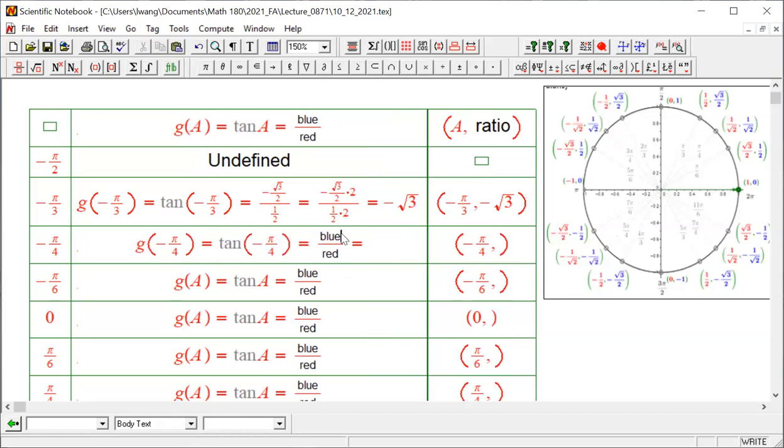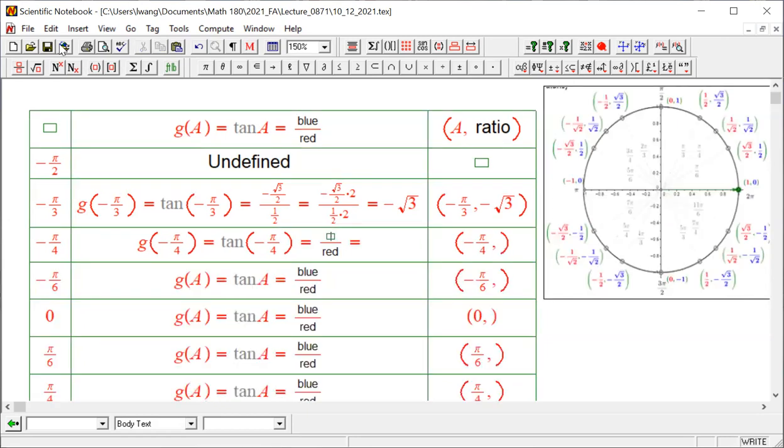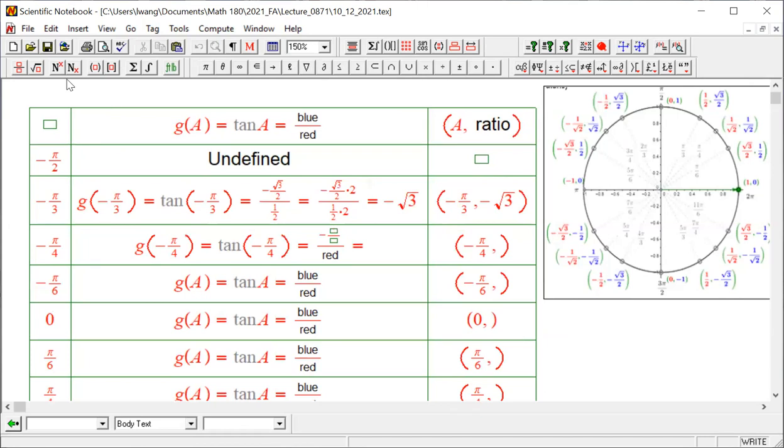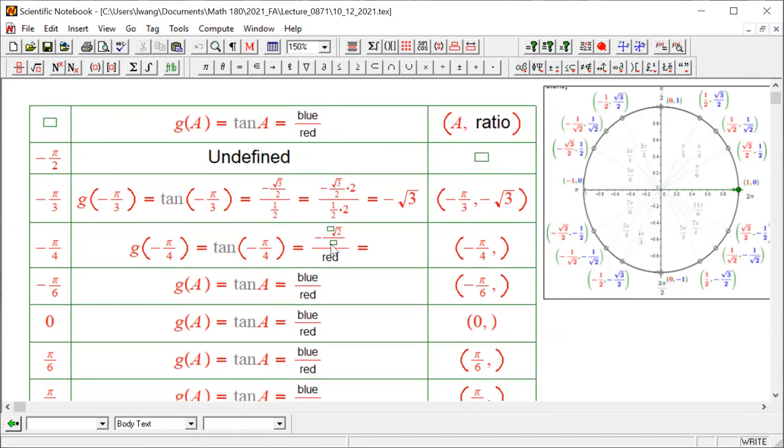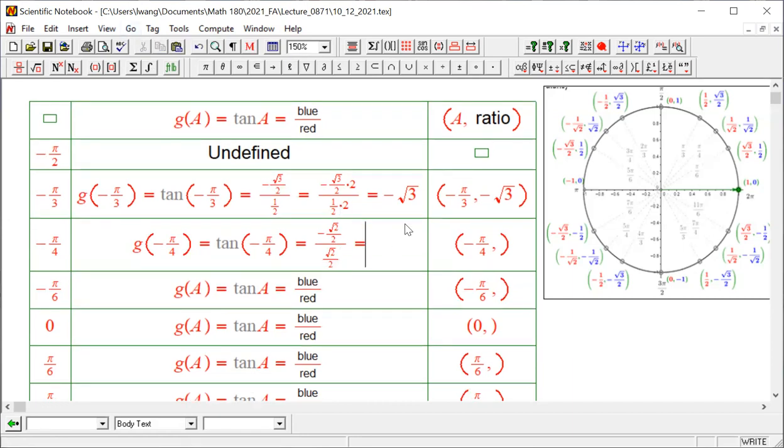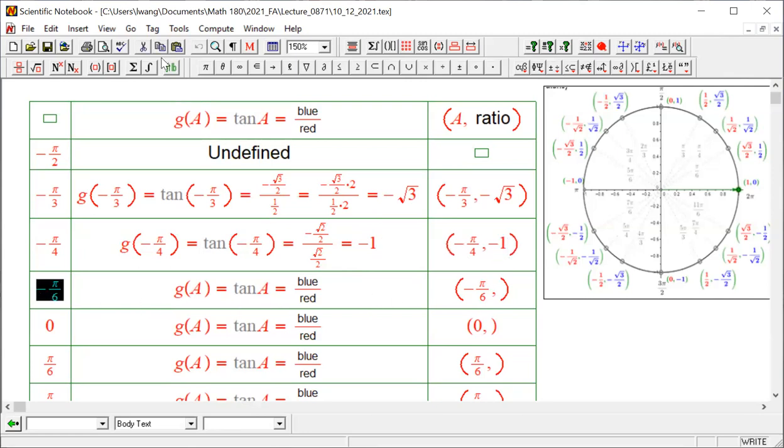The blue number is a negative root 2 over 2, over root 2 over 2. It equals negative 1. So the output is negative 1. Negative pi over 6.